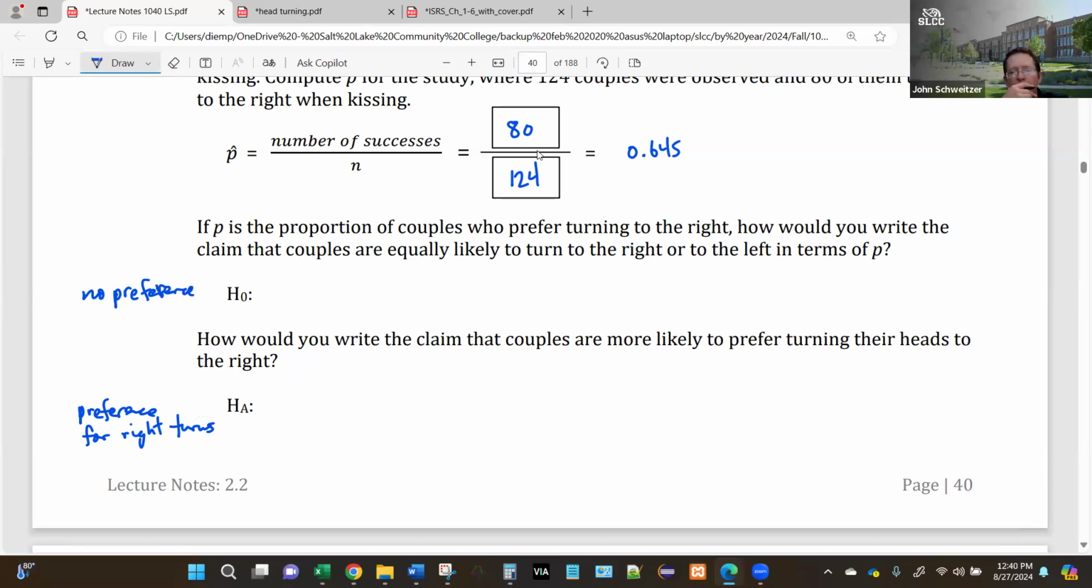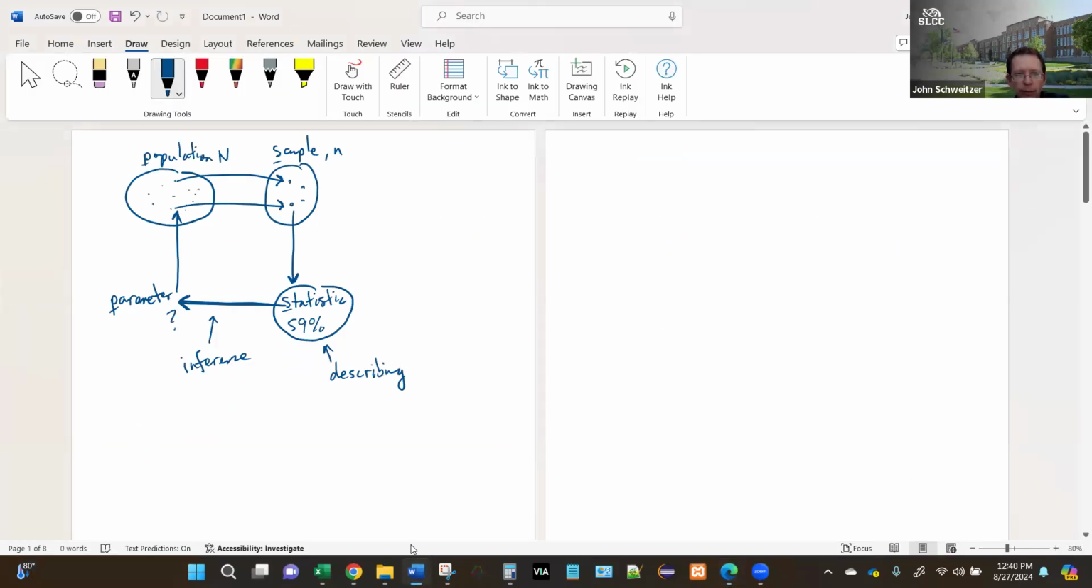Okay, no preference at all. So I was saying earlier that there are two letters here, right? There is the statistic, and then there's the parameter. They're both proportions. So p hat is the sample statistic, the sample proportion. P without the hat is the population proportion. Okay, so there's two different proportions here.